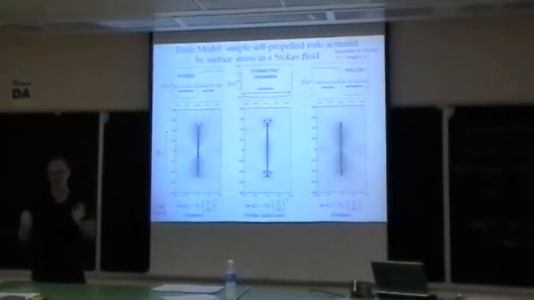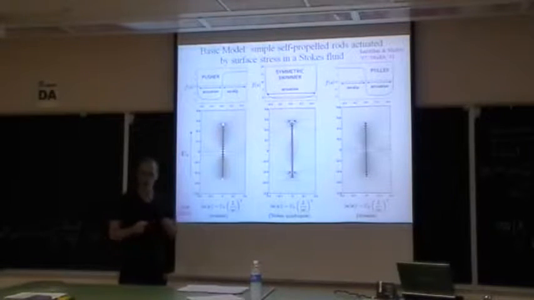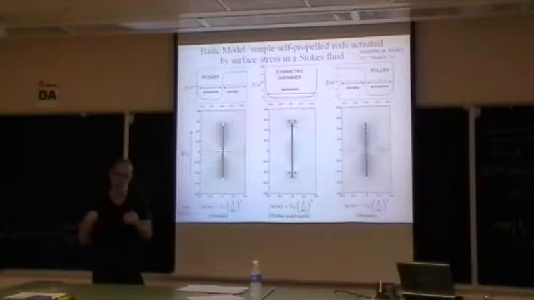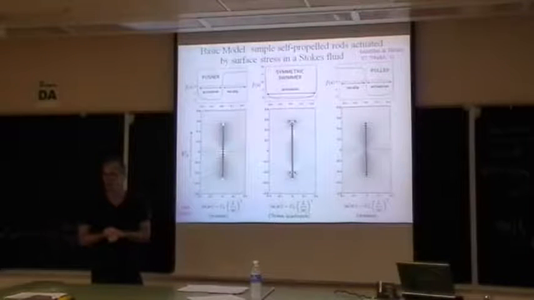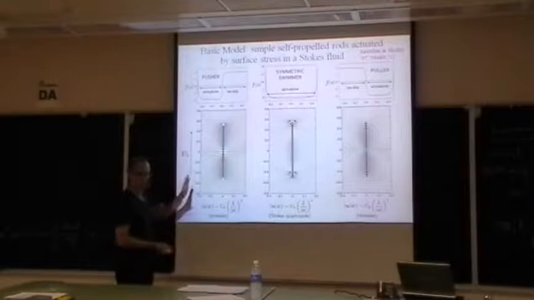Okay, but what we did is we built a model for rod-like swimmers, built on top of his numerical method. And so here's what the model looks like.